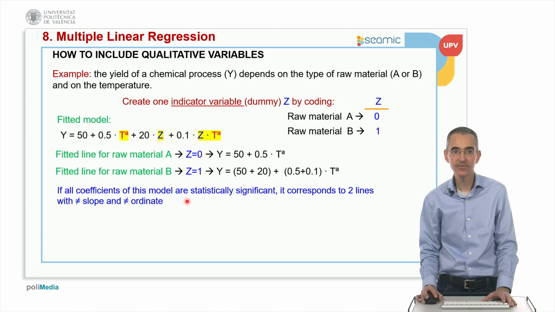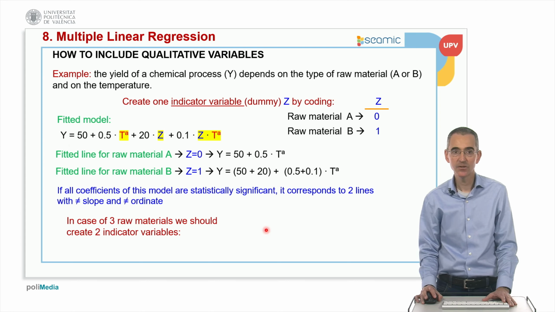So if all coefficients of this model are statistically significant, that would imply two lines with different slope and different ordinate. And then the interpretation will be this one. 50 would be the constant or the ordinate corresponding to raw material A. 0.5 would be the slope for raw material A. 20 is the increase in the constant, and 0.1 is the increase in the slope when the raw material is B. So we can see that there is a practical interpretation of all the coefficients that appear in this equation.